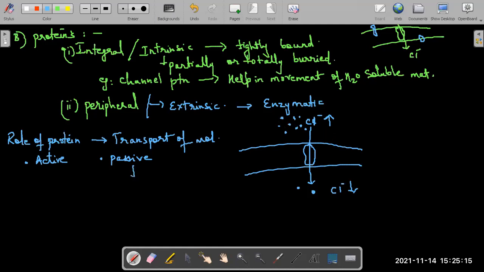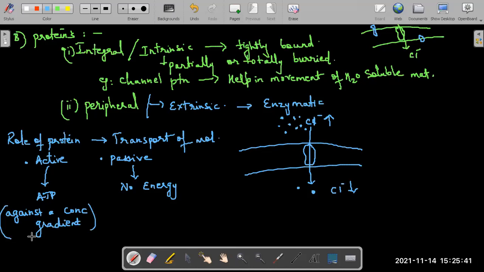In this case, you do not need energy. If the molecules are moving from a region of higher concentration to lower concentration without energy, this is called passive transport. You don't need energy here, no ATP is needed. But if they're moving against a concentration gradient, then energy is needed.